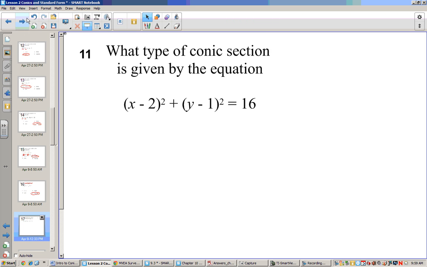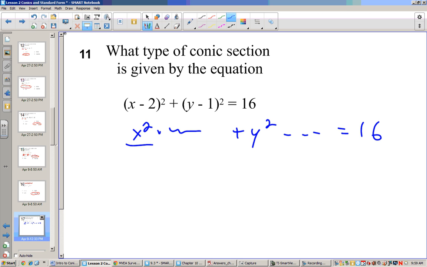All right, so now if we look at this, what type of conic section is it going to be? Well, the x will be squared plus a whole bunch of stuff. The y will be squared plus a whole bunch of stuff and will equal 16. Those have the same coefficient, so we know that this will be a circle.